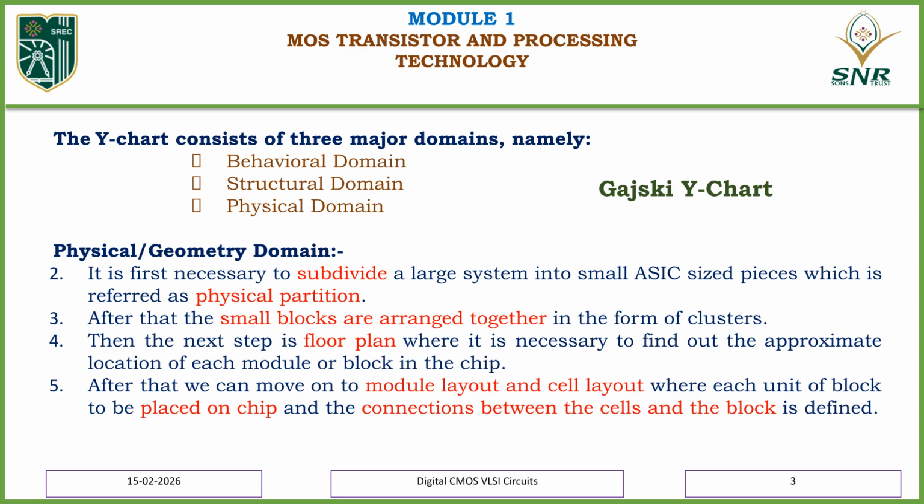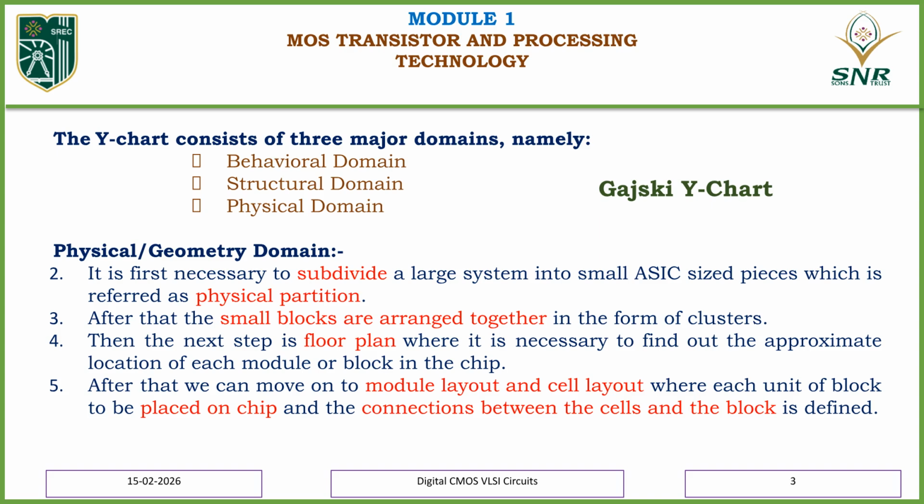The next important step is floor planning. In floor planning, we determine the approximate location of each module or block on the chip. This stage gives a high-level geometric view of the chip layout. It ensures optimal area utilization and reduced interconnection delay. After floor planning, we move to module layout and cell layout. In module layout, each block is designed with detailed geometry. In cell layout, transistors and logic gates are precisely arranged.